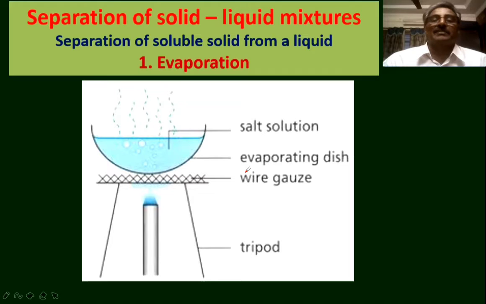See this evaporation. A salt solution is taken in an evaporation dish, and when it is heated, the water leaves the solution quickly and the salt remains in the evaporating dish. Water gets evaporated and salt remains in the evaporation dish.